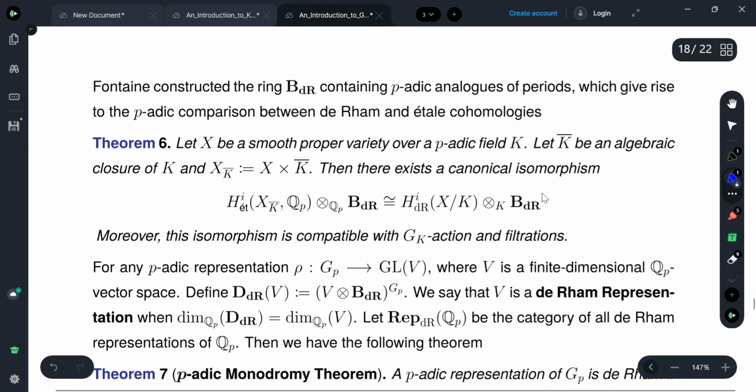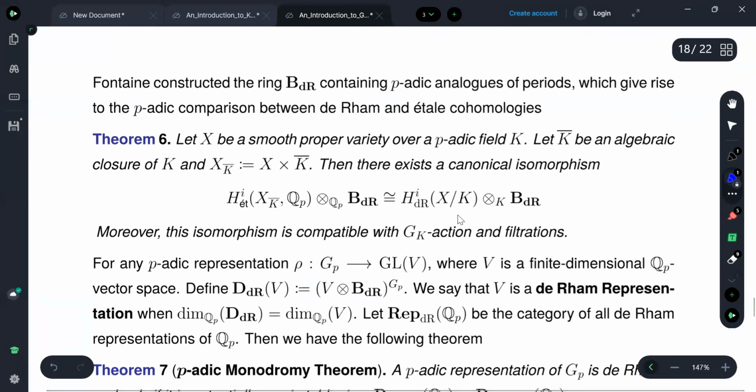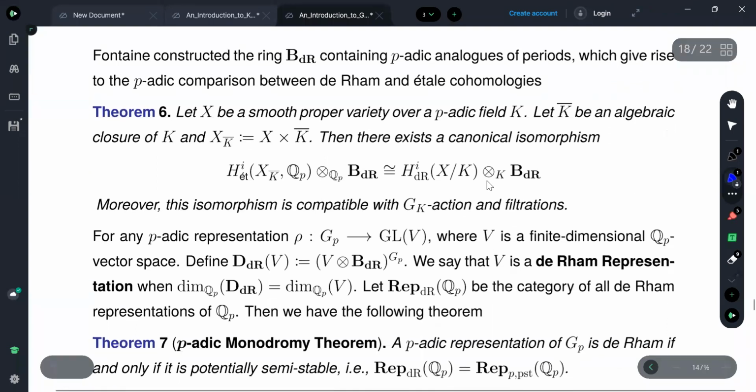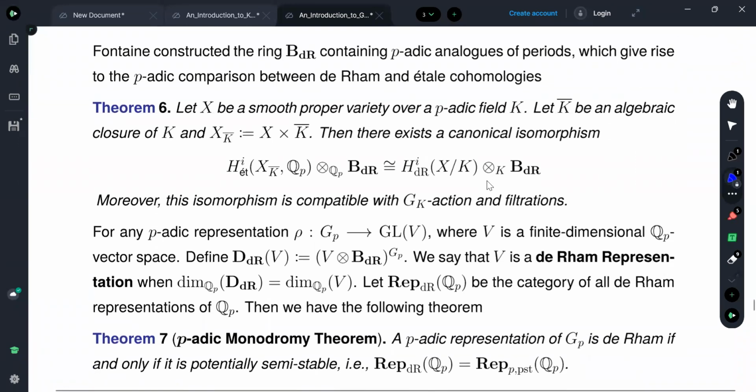So BDR was discovered in order to get this comparison theorem. A similar comparison theorem is true for complex algebraic geometry, and the goal was to get a similar comparison for the p-adic case also. And that's why BDR was discovered.